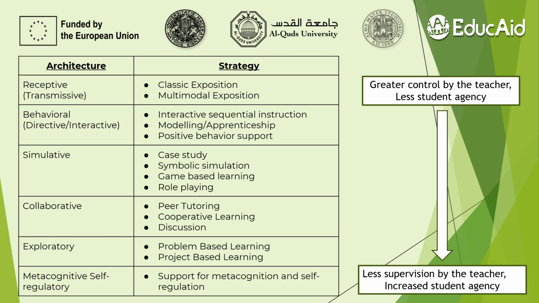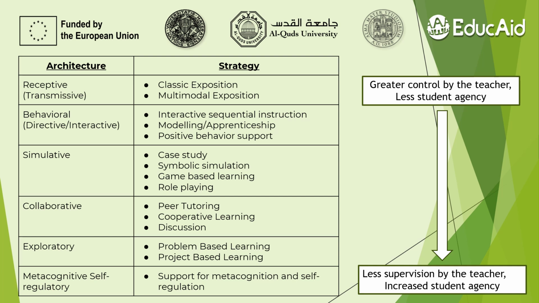The third architecture is the simulative architecture, and inside this architecture we have the case study strategy, symbolic simulation, game-based learning, and role-playing. The fourth architecture is the collaborative architecture, and inside it we can find the following strategies: peer tutoring, cooperative learning, and discussion.